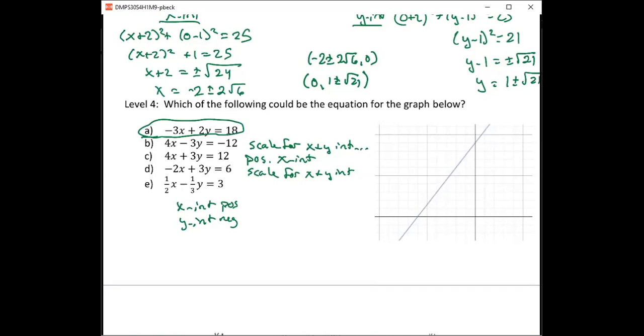model things appropriately. The correct answer to 4 is A, and we can see that kind of quickly as if you say -3 times 0 plus 2 times y equals 18, that gives you your y-intercept of 9, and then -3x plus 2 times 0 is 18, so the x-intercept is -6. We can see that right here. All right, so plain and simple, that is the answer.